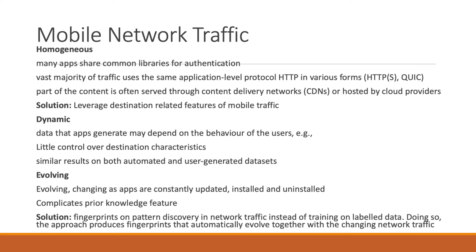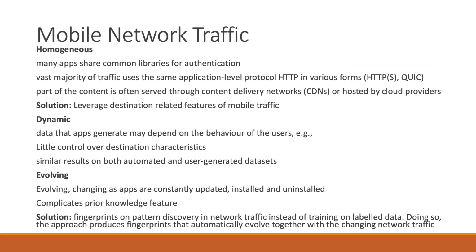And you can see there are some parameters like homogeneity, it being dynamic and evolving. Homogeneous means that there are some common modules which are shared, and that is why it becomes difficult to detect one from the other. And that's also because most of the apps are using HTTP. That's why they are using destination related features, because that is unique for various apps.